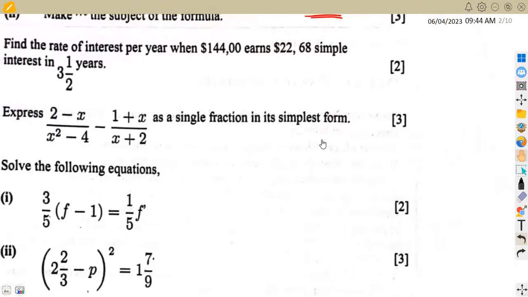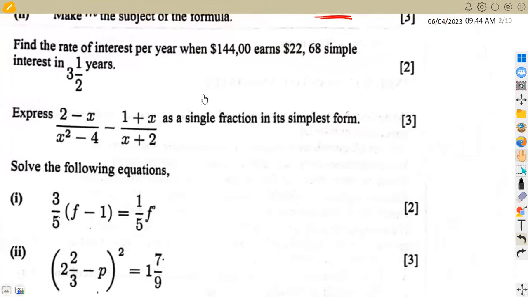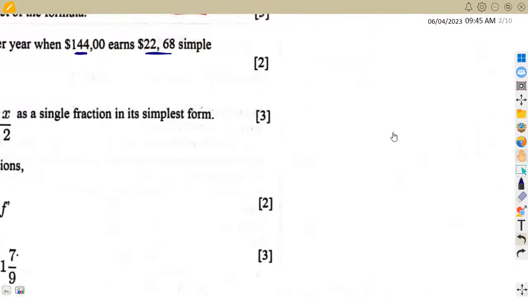So this is a simple interest type of question that we are given. We are asked to find the rate of interest per year when this amount, which is the principal, the money that was invested, is giving us an interest. So here we have the principal and the interest. Let's list our information.